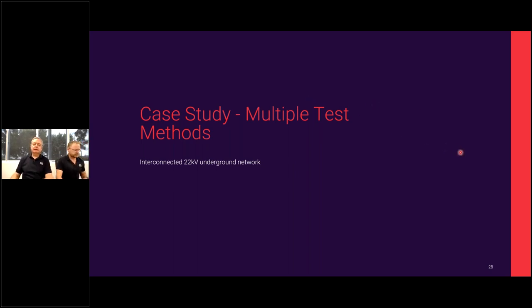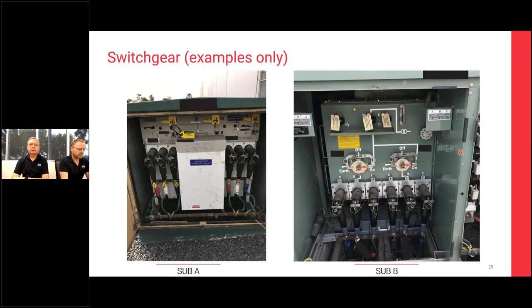Yeah. Okay, so let's think about this in practice, and we're going to do that by looking at a case study where we've used multiple test methods, and we've gone that extra step to make sure that we're doing the right work and we're not replacing good assets just by one set of results. So in this, we were surveying a small part of the network, and we've got some kiosk type substations here.